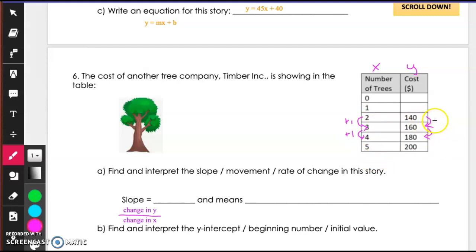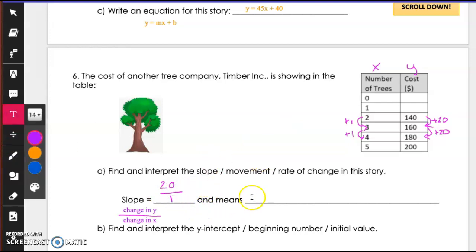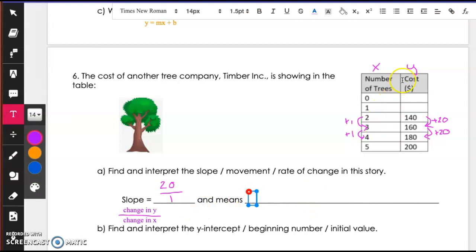140 plus how much gets us to 160? 20. And same, 160 to 180 is 20. So we have our change in y of 20 over our change in x of 1. And what do those numbers mean in this story? 20 what? $20. Per 1 what? 1 tree. 1 tree cut down.